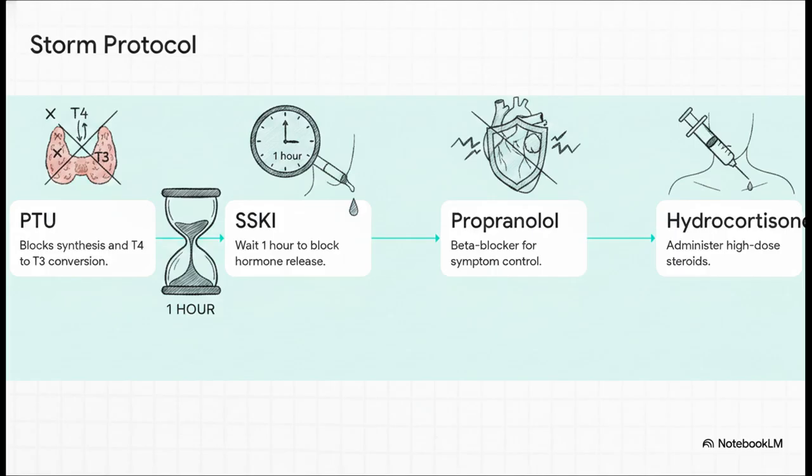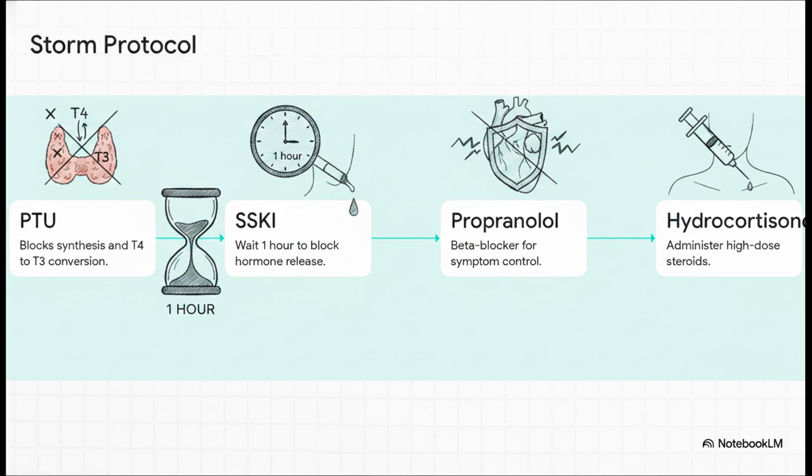Give PTU to block synthesis and T4 to T3 conversion. Step 2. Give SSKI, or saturated solution of potassium iodide, to block hormone release via the Wolff-Chaikoff effect. But note this vital caveat. You must wait exactly 1 hour after giving PTU before giving SSKI.